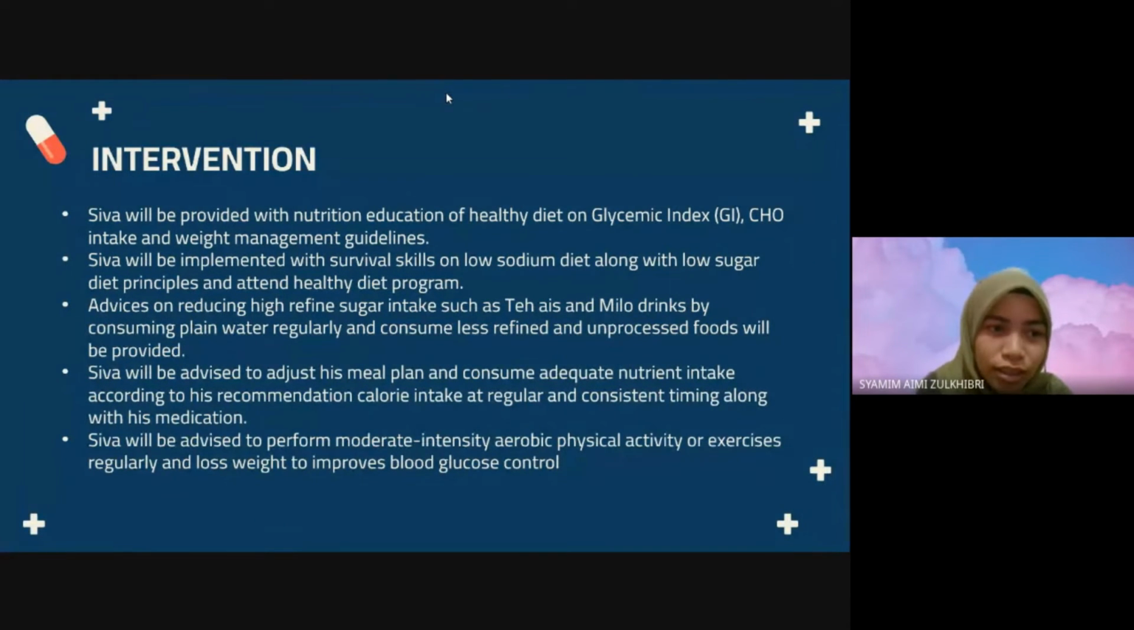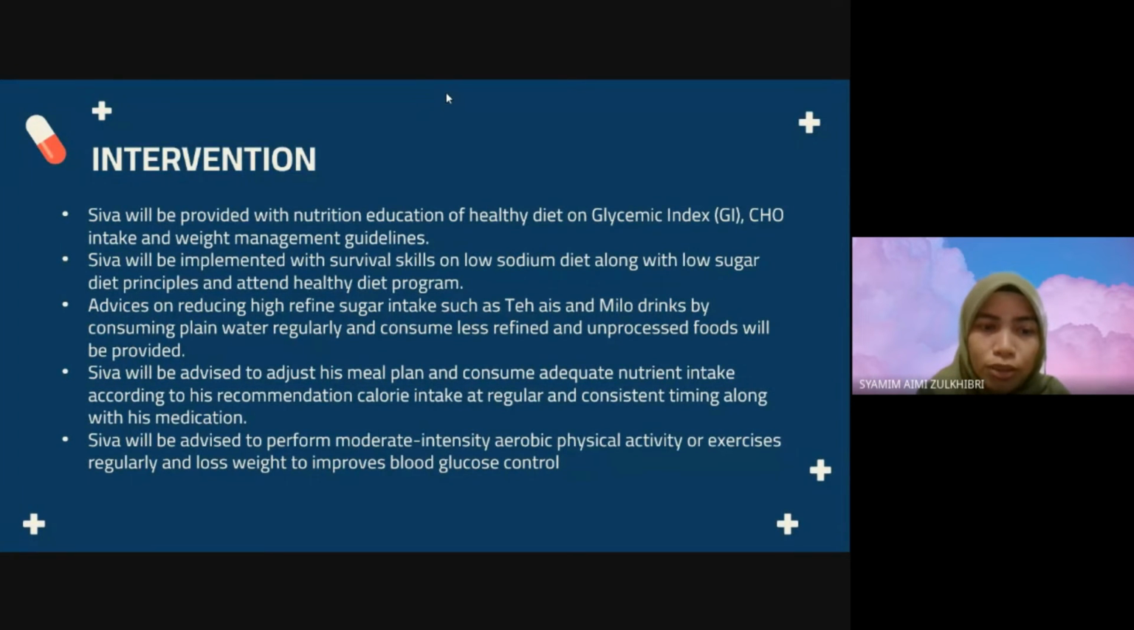Next is the intervention. Siva will be provided with nutrition education of healthy diet on glycemic index, GI, carbohydrate intake, and also weight management guidelines. Siva also will be implemented with survival skills on low sodium diet along with low sugar diet principles and a healthy diet program. Advice on reducing high refined sugar intake such as ice and Milo drinks by consuming plain water regularly and consuming less refined and unprocessed foods will be provided.